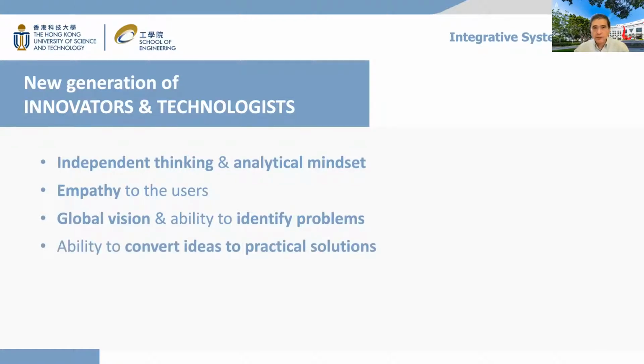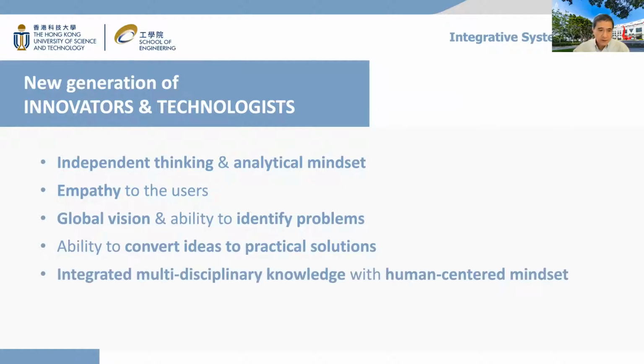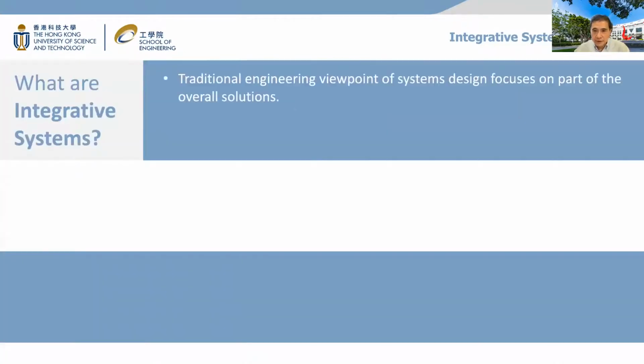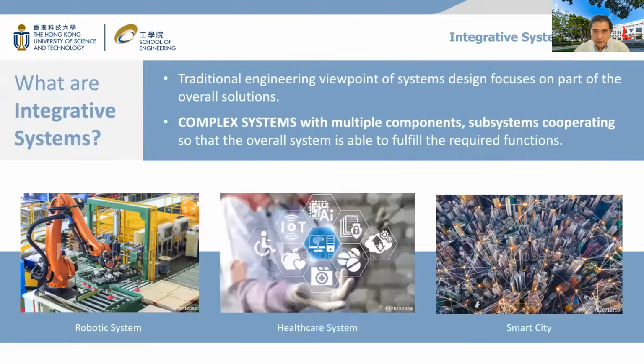At the same time, we cannot just stop at our studies and hand in a report, but we want our students to be able to convert ideas to practical solutions, actually coming up with real solutions instead of just papers. Another important part is having integrated multidisciplinary knowledge together with a human-centered mindset. Altogether, all our problems are targeted at humans, at users, not from a technology point of view but from the user point of view. With this, we think we need a new way of nurturing new talents.